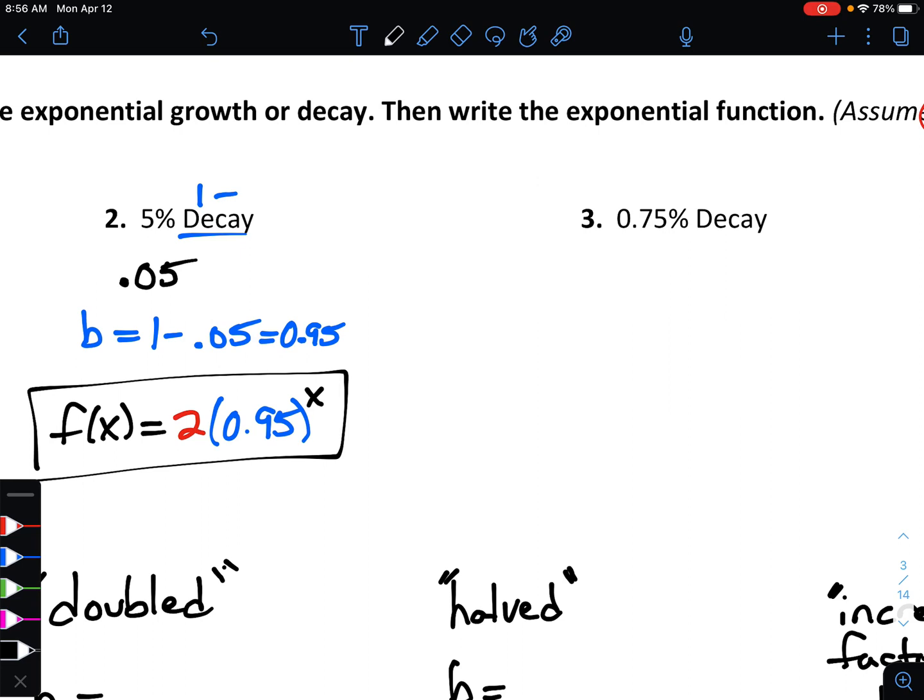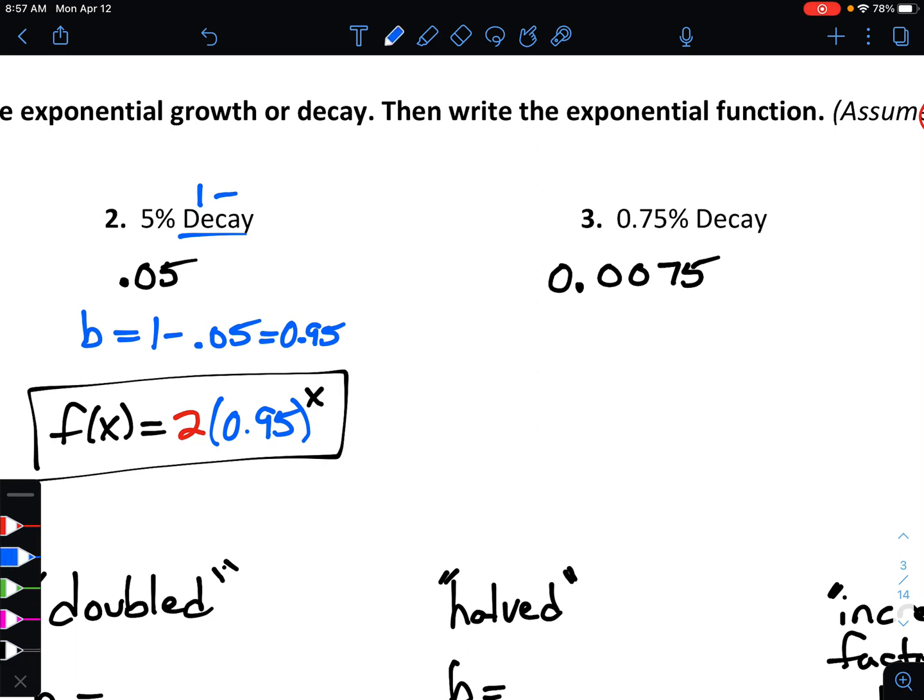Now, in number 3, we're asked to find the multiplier for 0.75% decay. Keep in mind that even though it says 0.75%, that is not written as a decimal yet. It does have a decimal in it, but it's written as a percent. So we do still need to move our decimal 2 places to the left, or we still need to divide by 100.